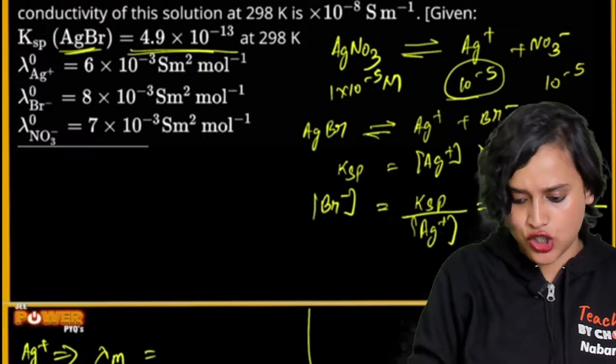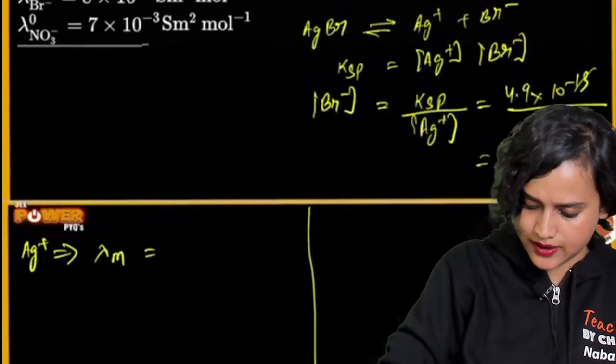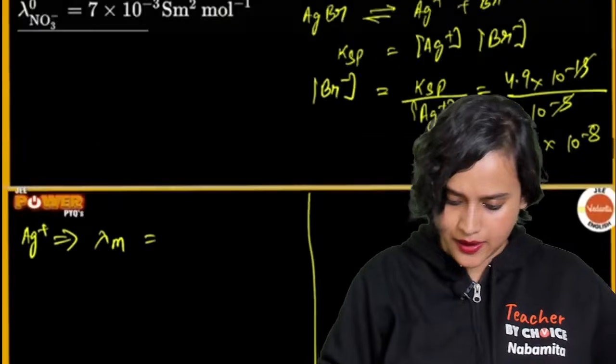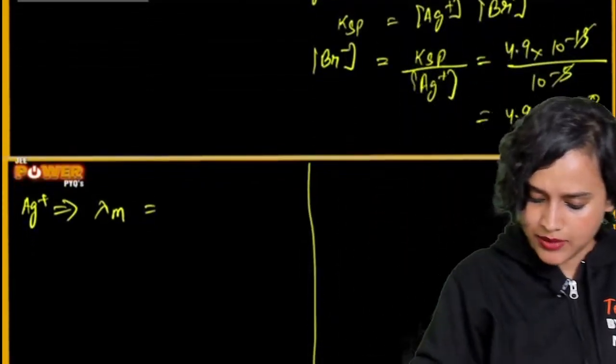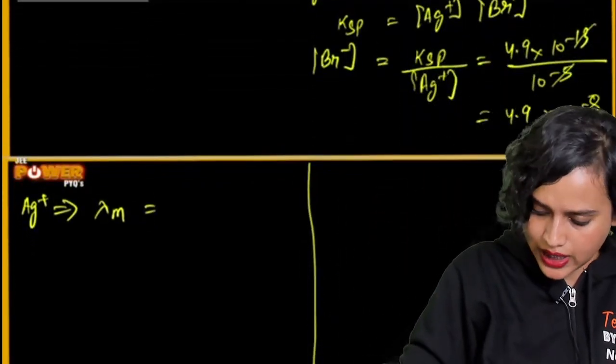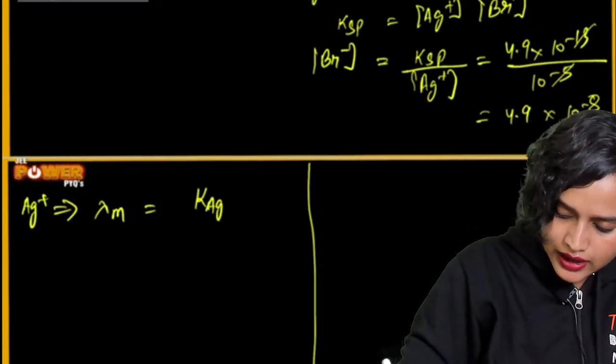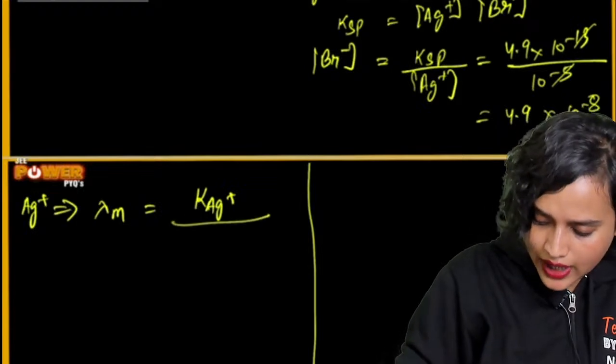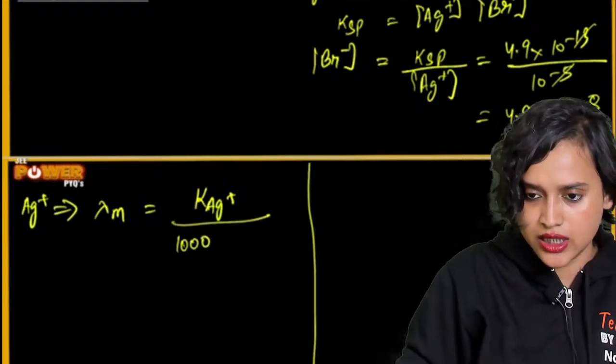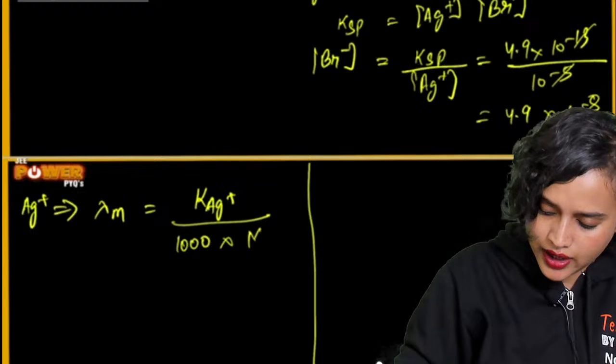K of Ag plus. K of Ag plus. One second, guys. Lambda m. So, okay, here we have to write K Ag plus divided by 1000 multiplied with m.